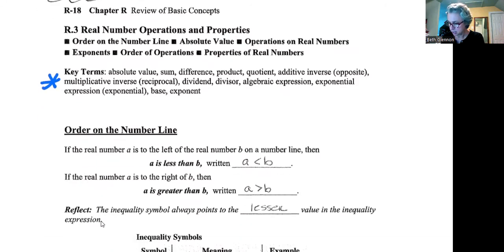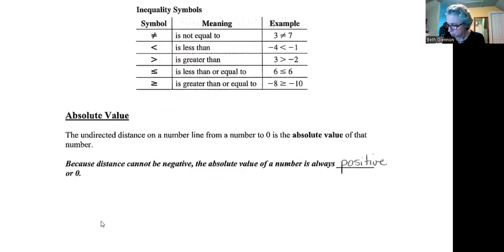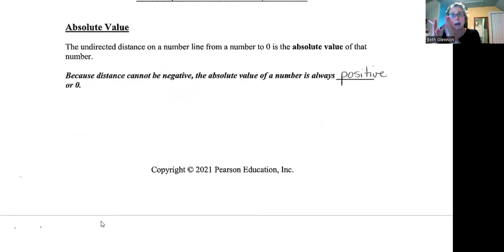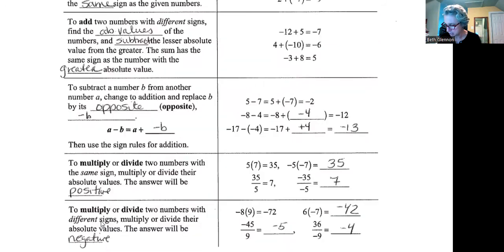Okay. This lesson goes through and it shows you all of the symbols that you're going to use. I'm sure you're familiar with all of them: less than, greater than, less than or equal to, greater than or equal to, and not equal to. We talk about absolute value, which is the distance from 0 on the number line. They go through here a couple of keywords. You can read that at your leisure. And then they remind you how to add and subtract.